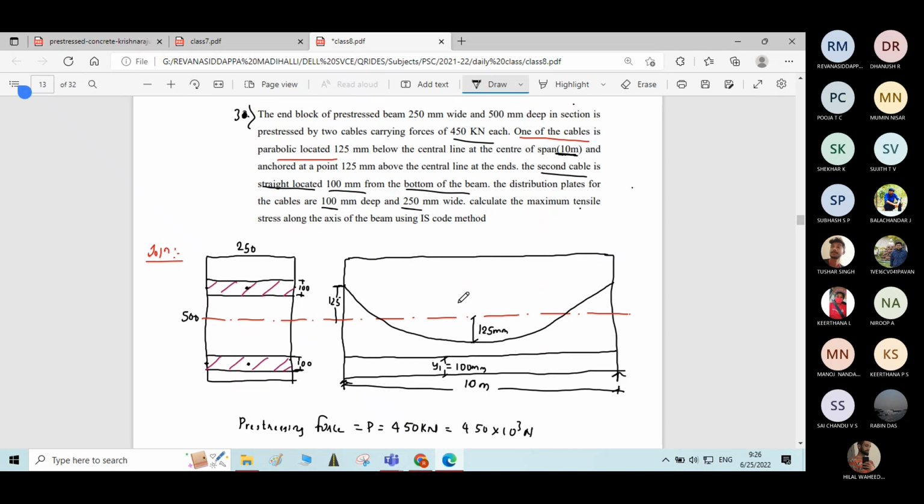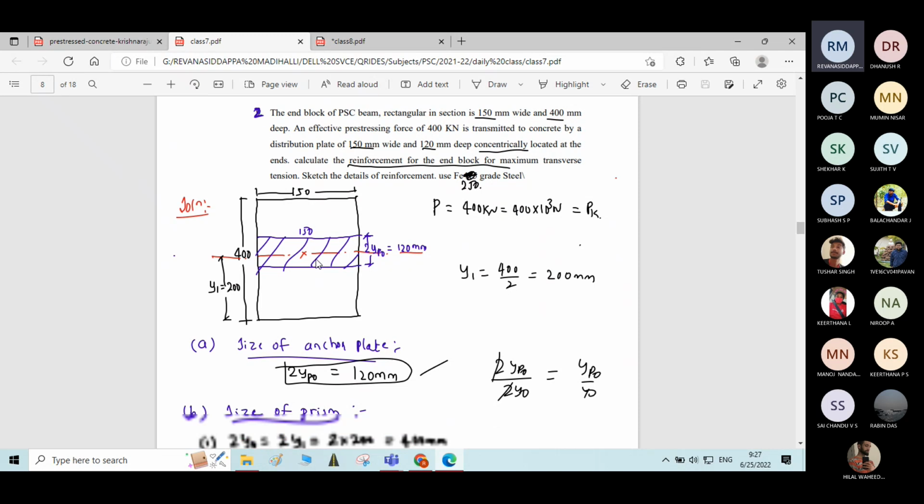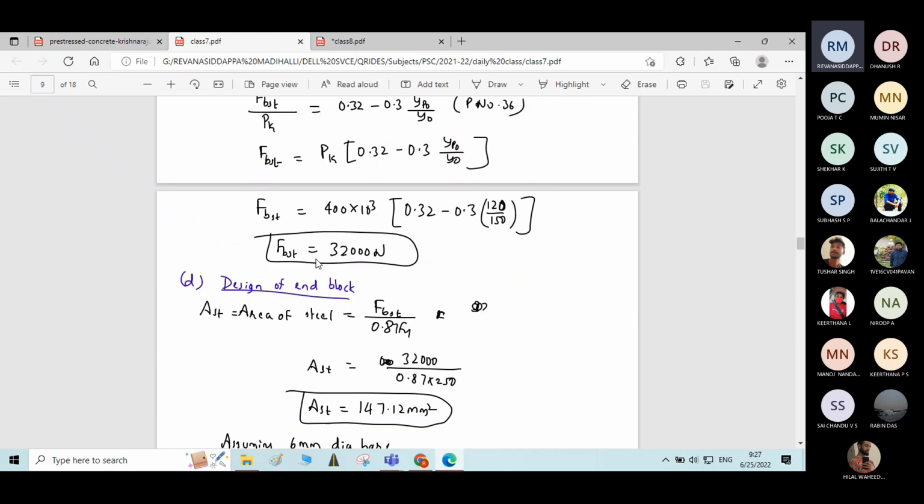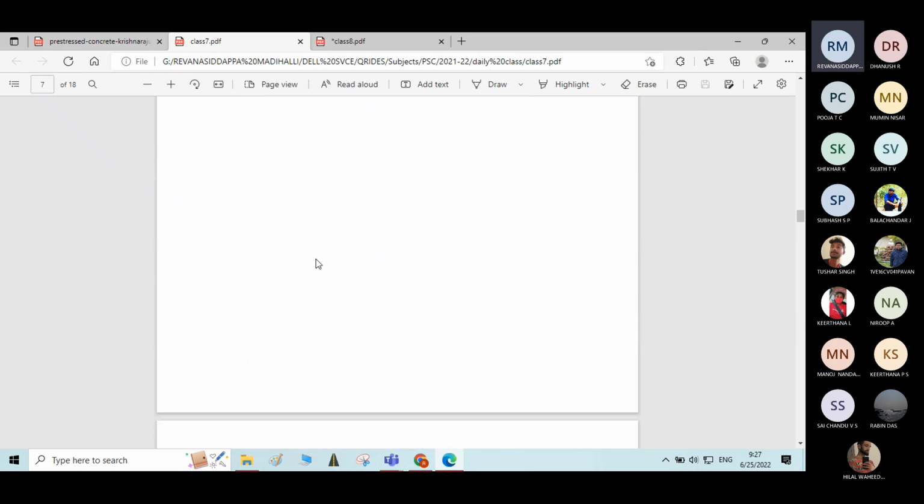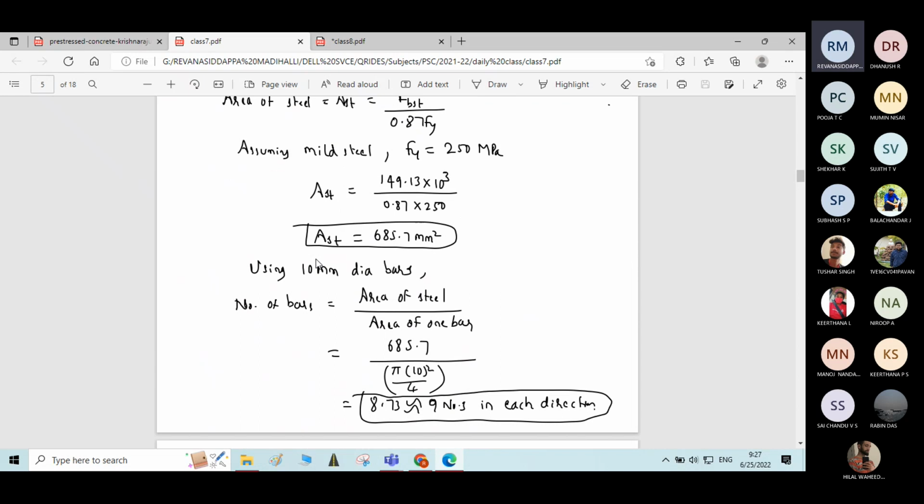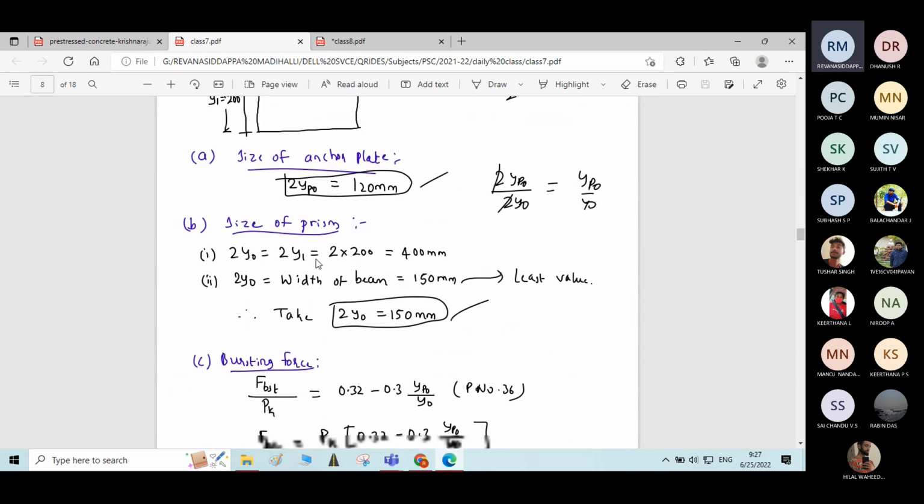Now coming to the question, it is asked to find the maximum tensile stress along the axis of the beam using the IS code method. So we know the formula for maximum tensile stress. In yesterday's problems, we have solved for maximum tensile stress. Let me show you here. In some of the problems we have calculated maximum tensile stress, I think in the first or second problem. In the second problem, let me see.